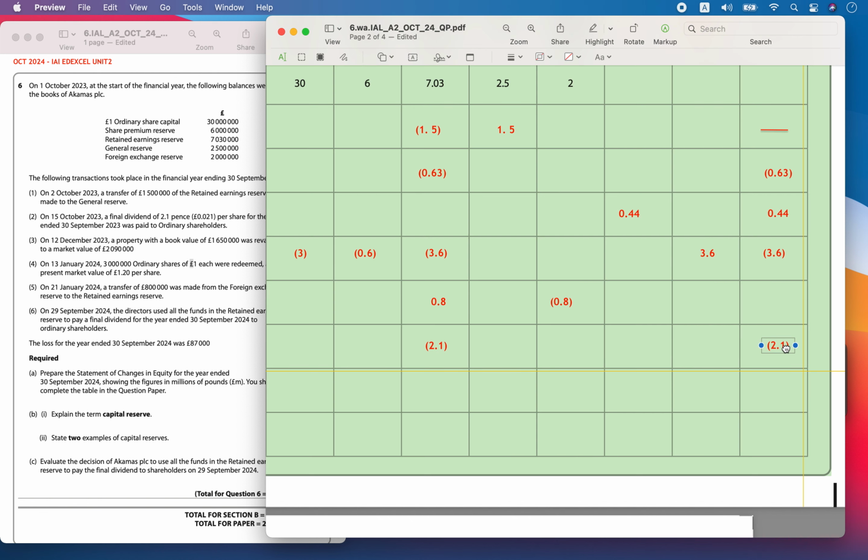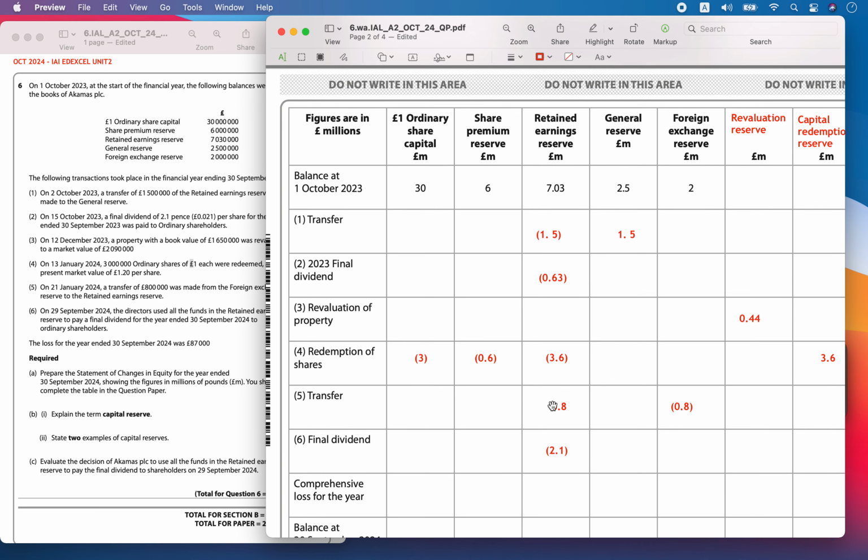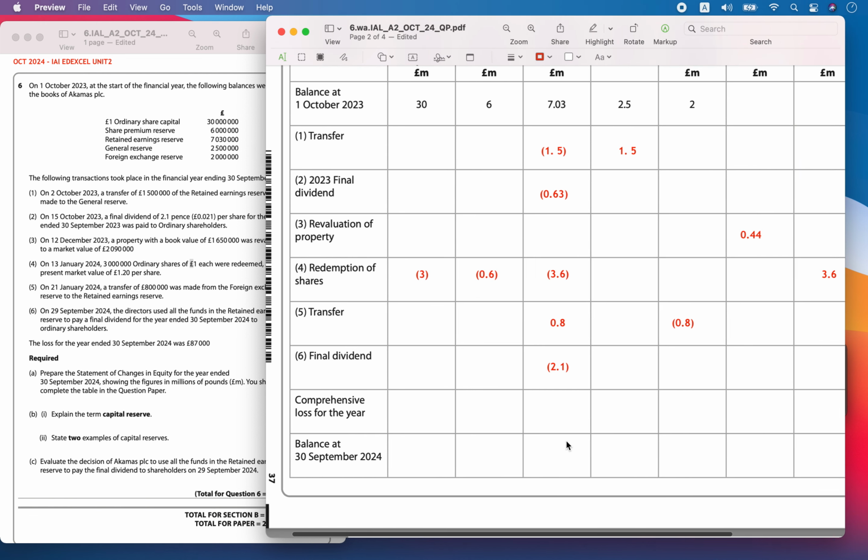So this is also going to leave the business and going to reduce the equity. Now this transfer from the foreign exchange reserves to the retained earnings is not going to affect the equity. Even the transfer from the general reserves to the retained earnings, or from the retained earnings to the general reserves, will not affect the equity. It is just a transfer within the equity sections.